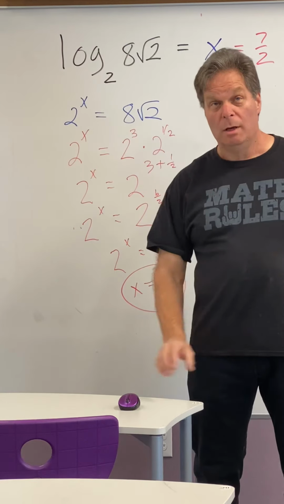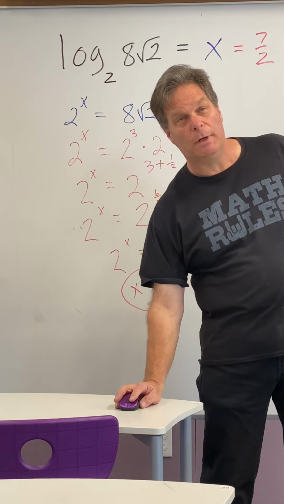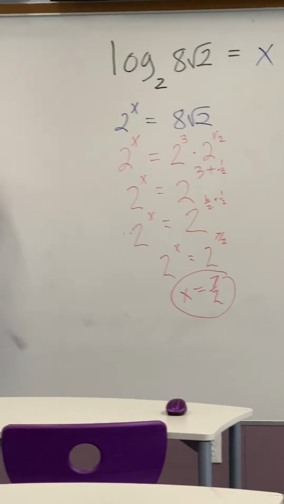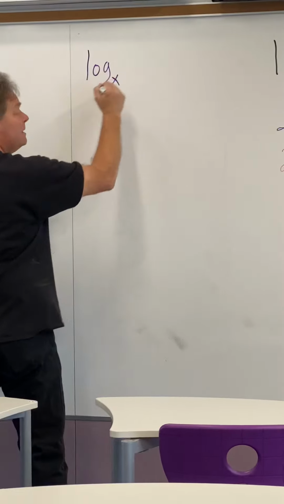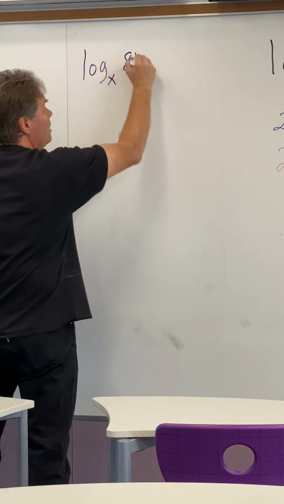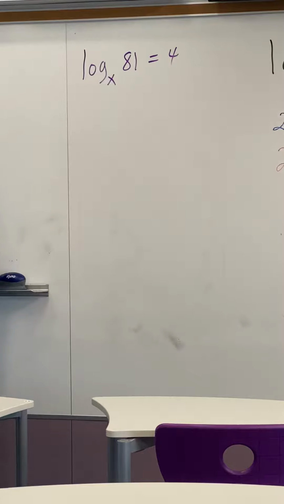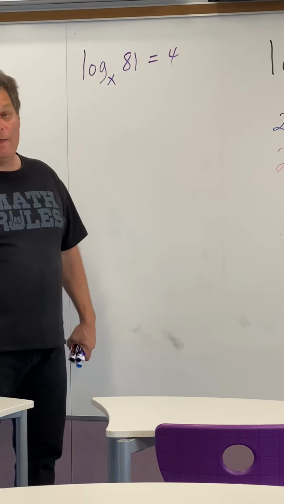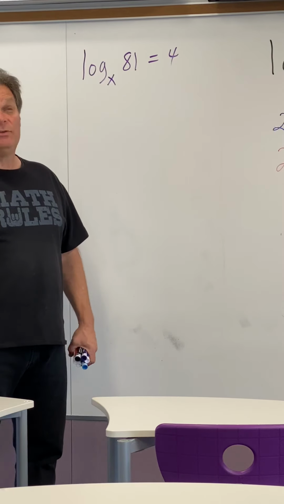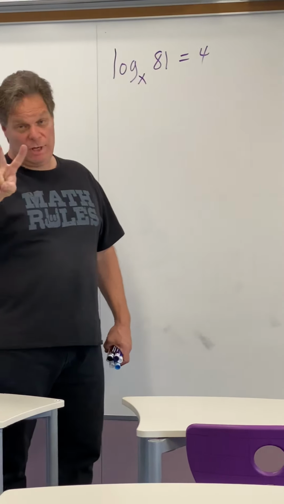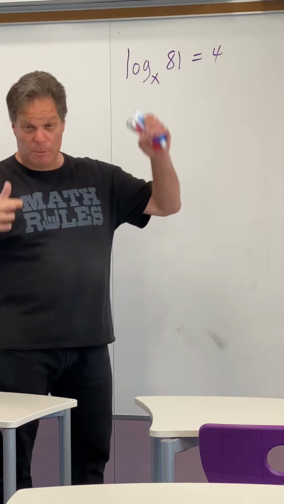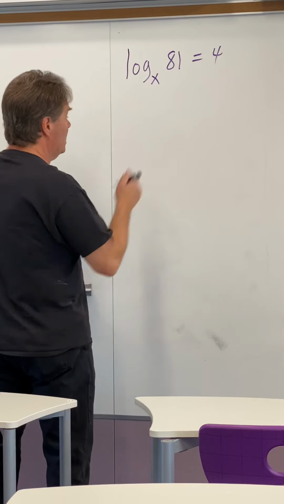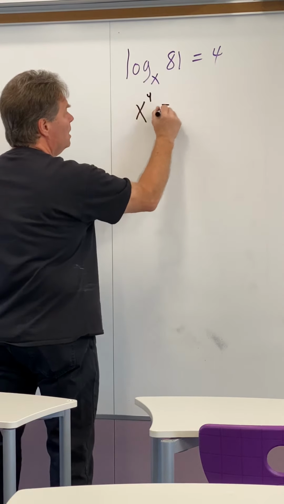Okay? So, let's go to the next one now. Okay, how about this one? Log base x of 81 equals 4. What are we going to do to solve for x? Well, let's see if you can guess. I'm either going to convert or I'm going to eat dirt. I'm going to convert. So here we go. It's going to be x to the 4th power equals 81.